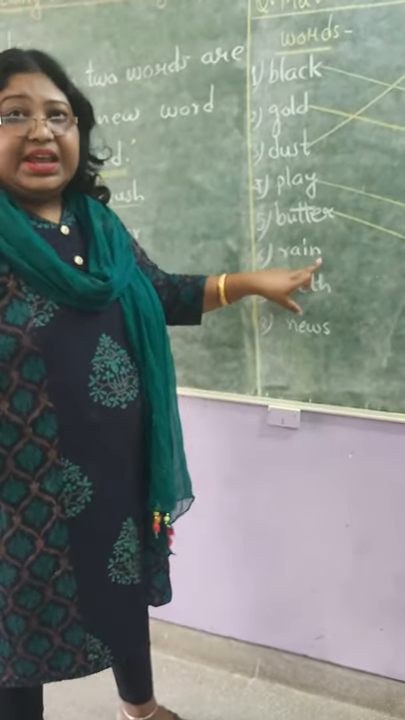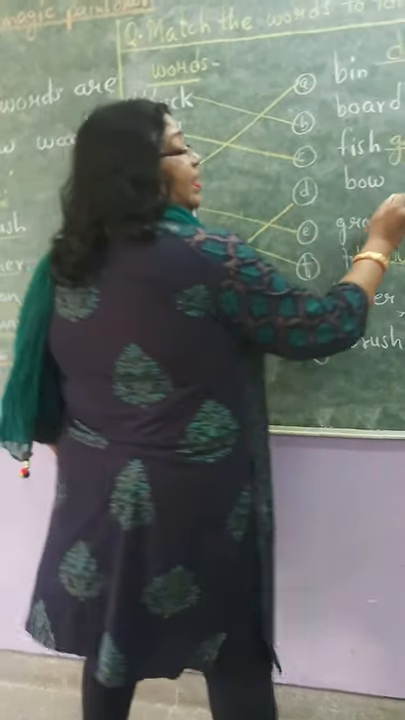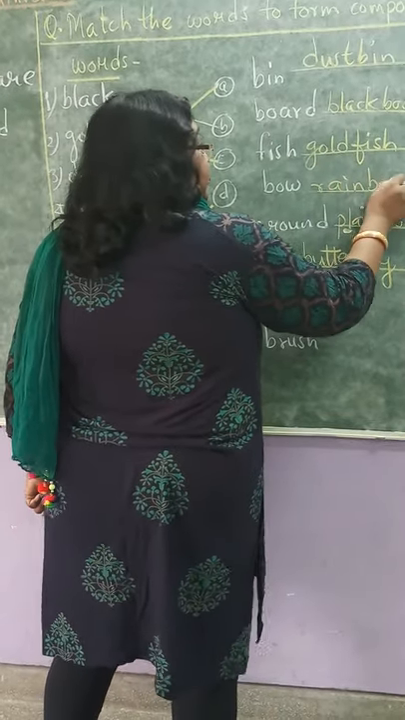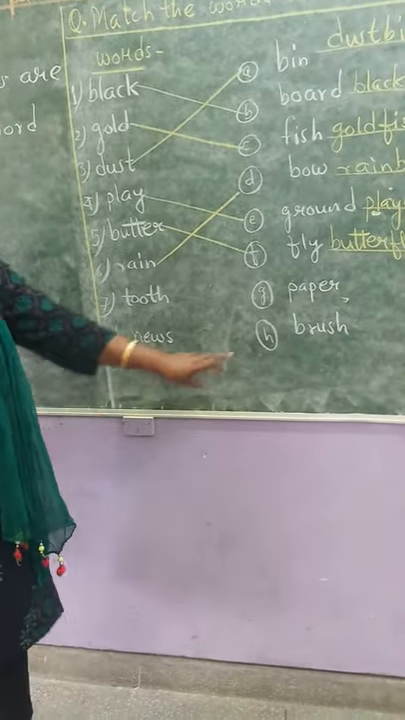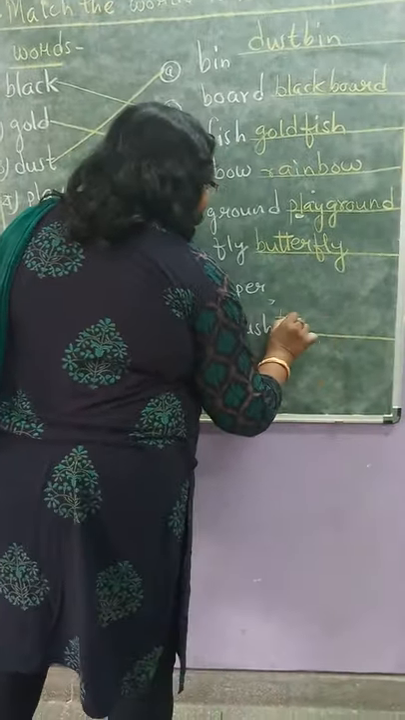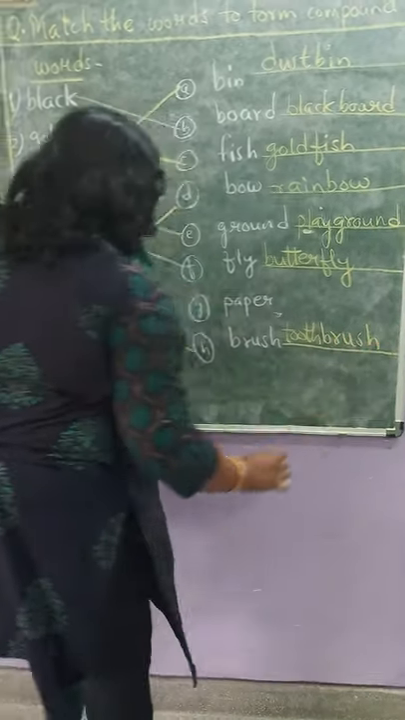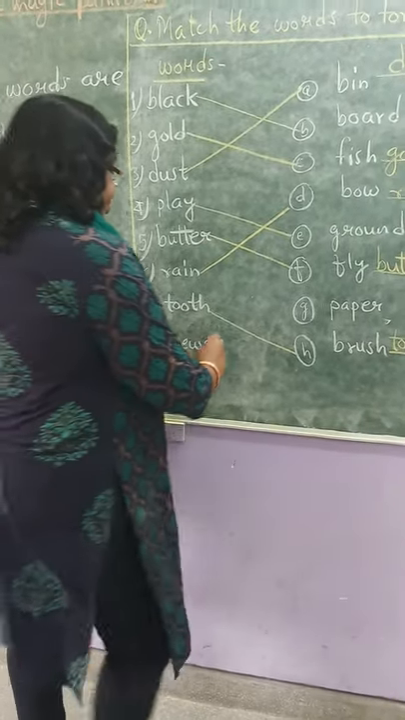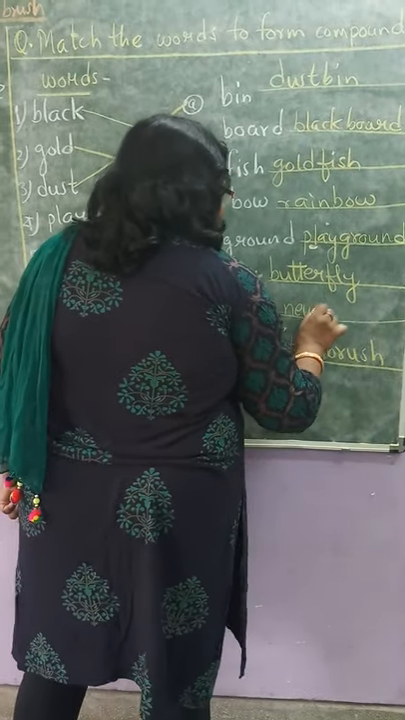Next is rain plus bow. The new word is rainbow. The new word is toothbrush. And last, news and paper, newspaper. Here you can write newspaper.